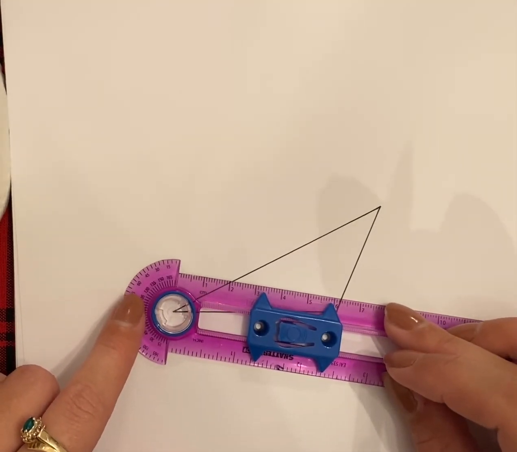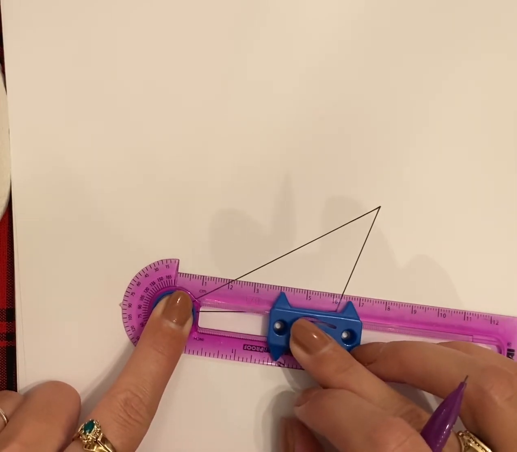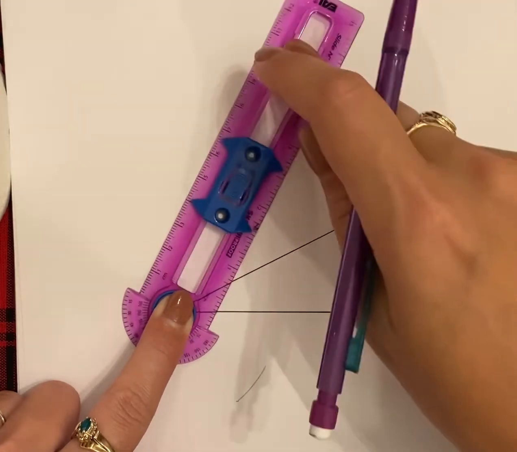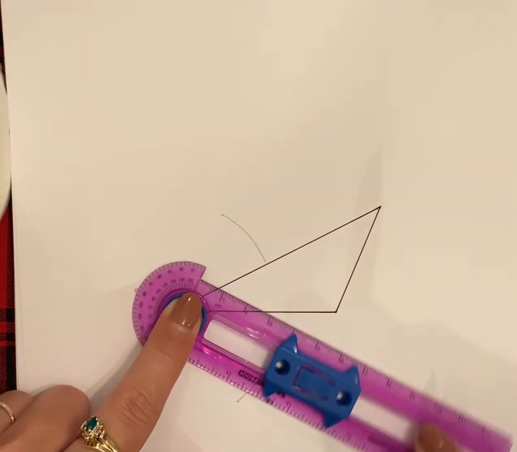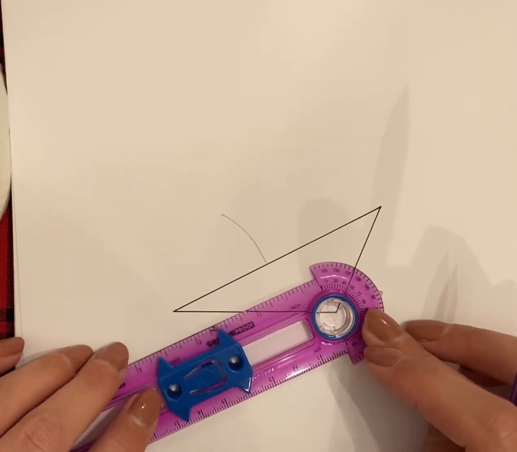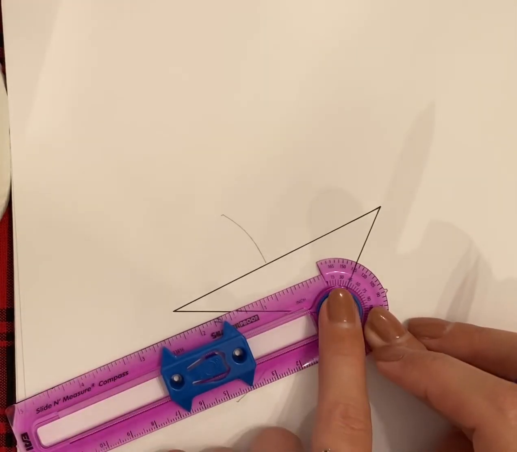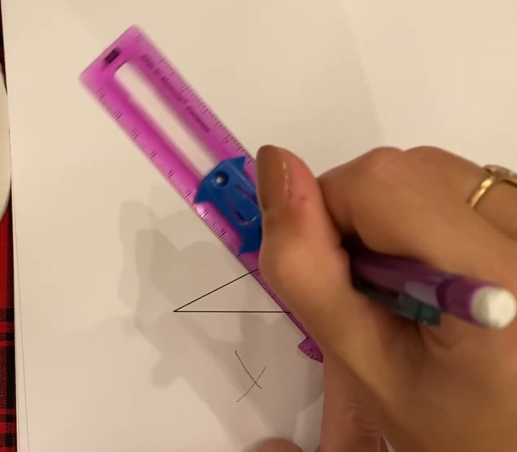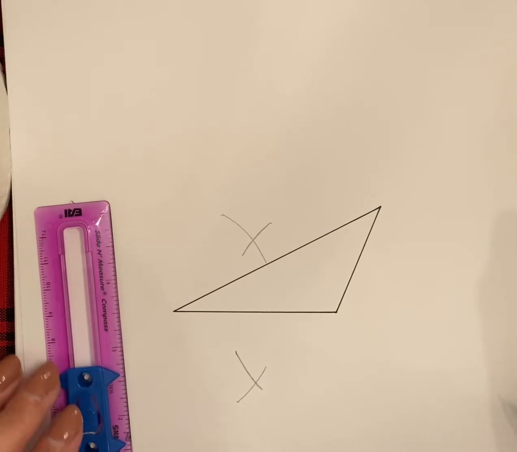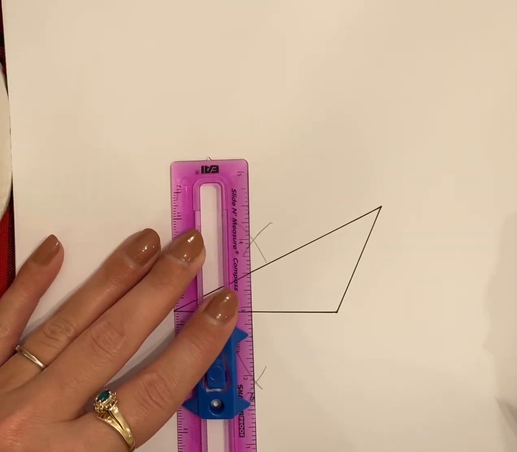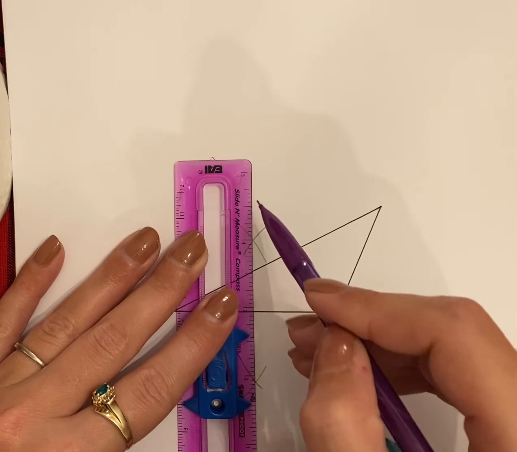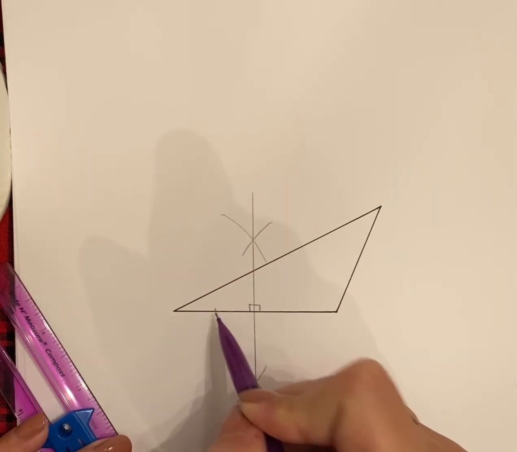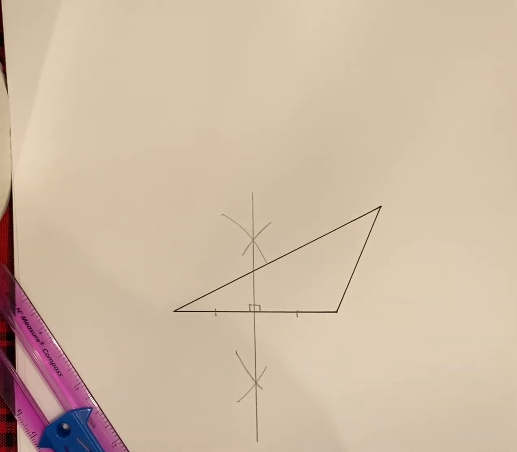Starting with one of the vertices, extend it more than halfway, mark it below, mark it above. Flip it to the other side of the segment. Using the same measurement, mark it below, mark it above. Connecting those two, which is making a perpendicular bisector of the segment, not the triangle technically, but perpendicular bisector of the base of the triangle, since I decided to use the bottom of the triangle first.